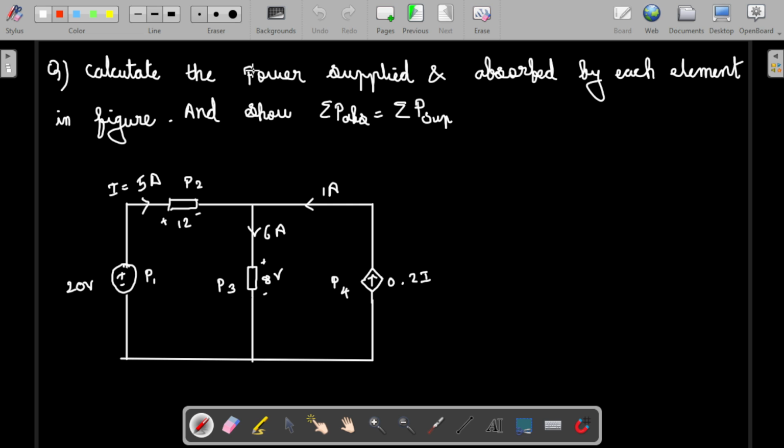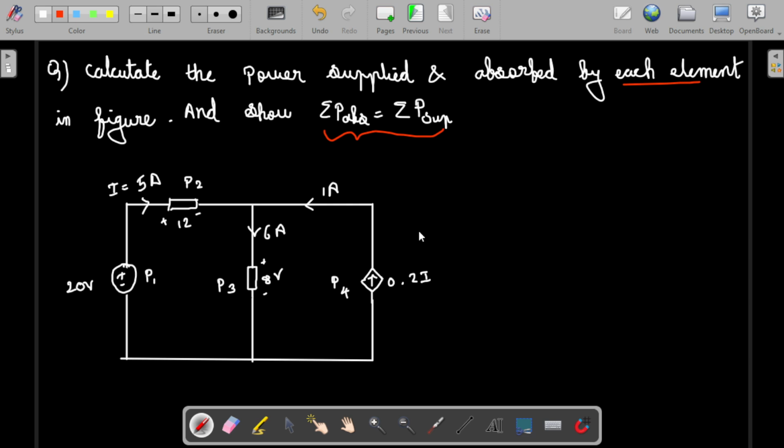The question is: calculate the power supplied and power absorbed by each element. We have to find the power supplied or absorbed by each element in the figure and show that the power absorbed is equal to the power supplied. That means we have to find out whether conservation of energy is working here or not. So there are P1, P2, P3, P4, four powers that we are going to find here.